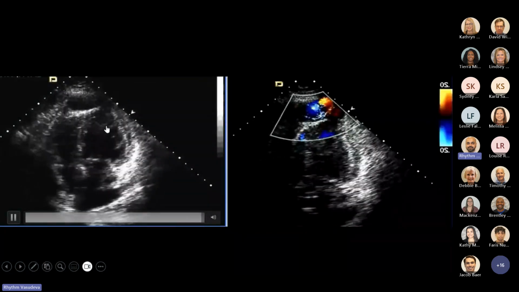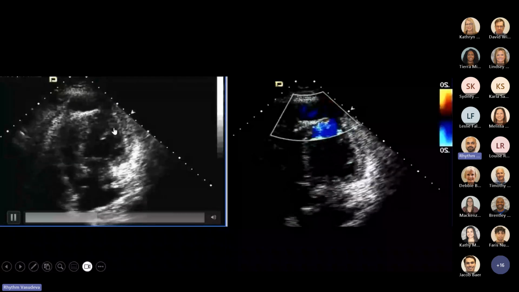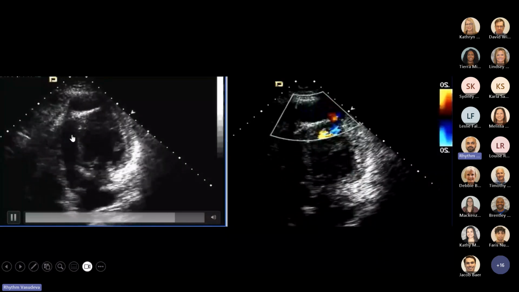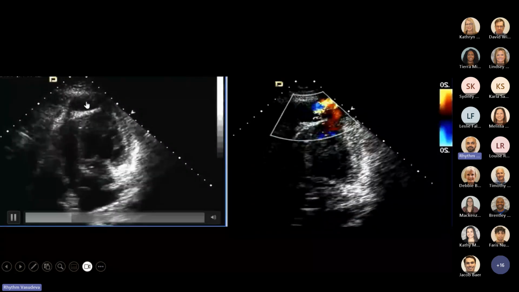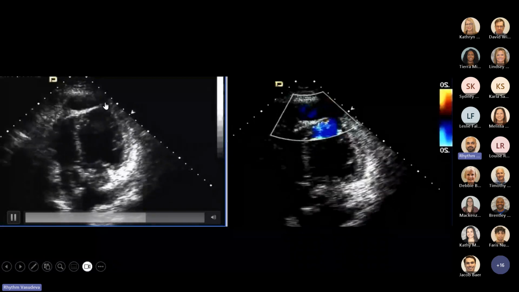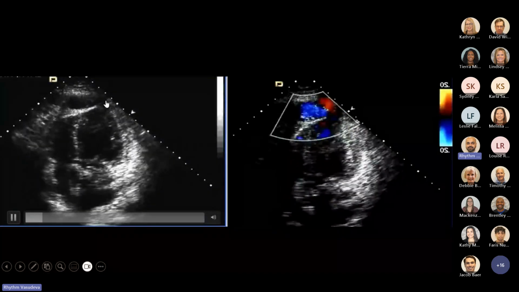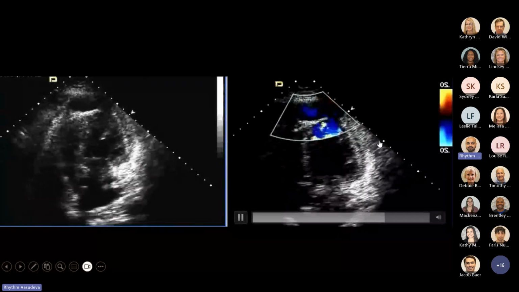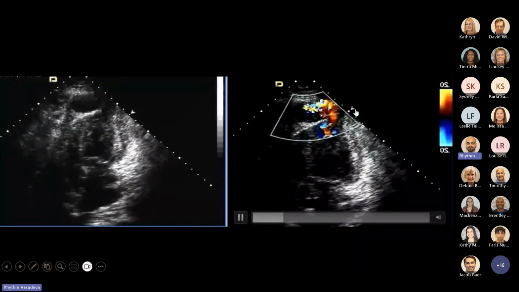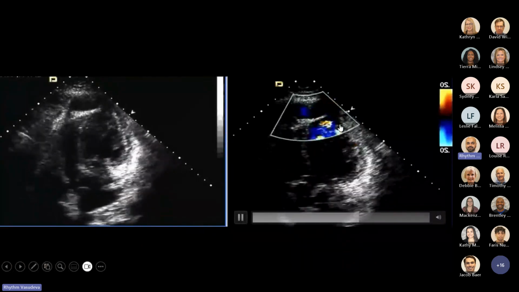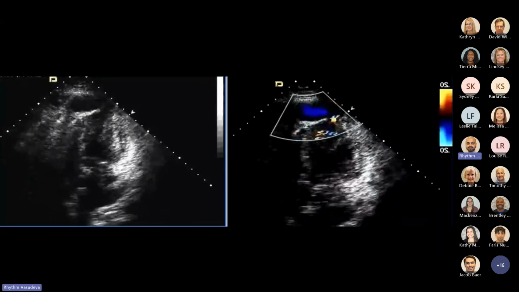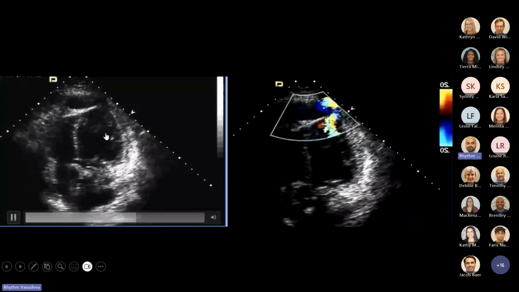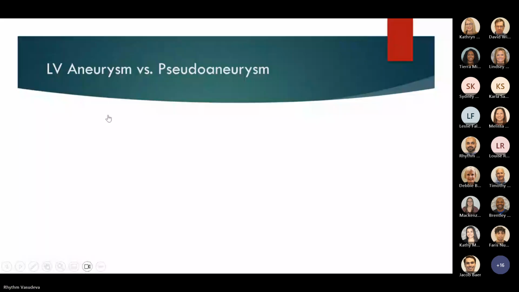So it can be important, and these are great images, but sometimes it can be hard to see where the neck is, because I can just imagine a situation where if you're a little off axis, you're not able to see the true neck, and you end up calling this an aneurysm. But it becomes important to use additional tools like color Doppler and even contrast. Sometimes that can help look at the flow into the pseudoaneurysm. So it's important to distinguish between aneurysm and pseudoaneurysm.